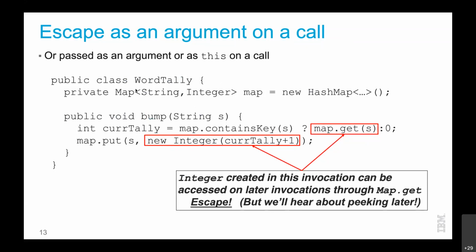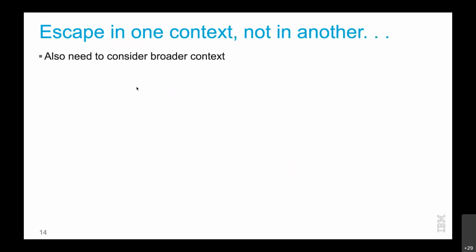But I'll mention in passing here that there's something called peeking that escape analysis does that can be used to mitigate some of the things that might happen through passing an object as an argument or this pointer, and similarly inlining and other optimizations. But we'll see that in this next slide.